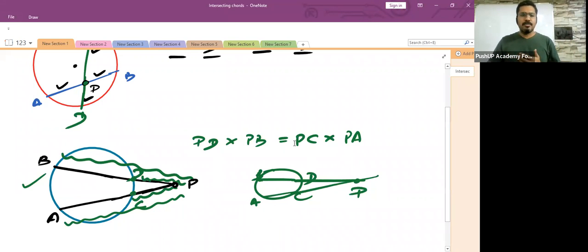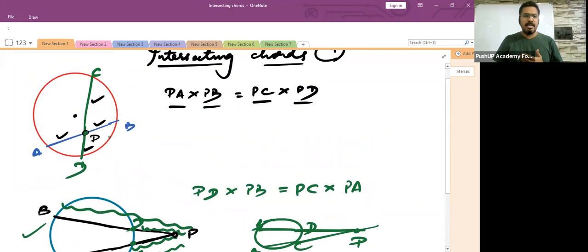The first scenario was what? Both the chords are intersecting each other inside the circle. And the second scenario is both the chords are intersecting outside the circle. I hope I'm clear with this.